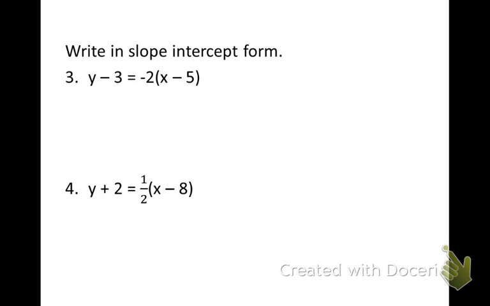Now we're going to shift gears and write in slope-intercept form, and I think you might find these a little bit easier, although you do have to work with fractions. So slope-intercept form, remember, is y equals mx plus b. We all should know that one by now. M is the slope and b is the y-intercept.